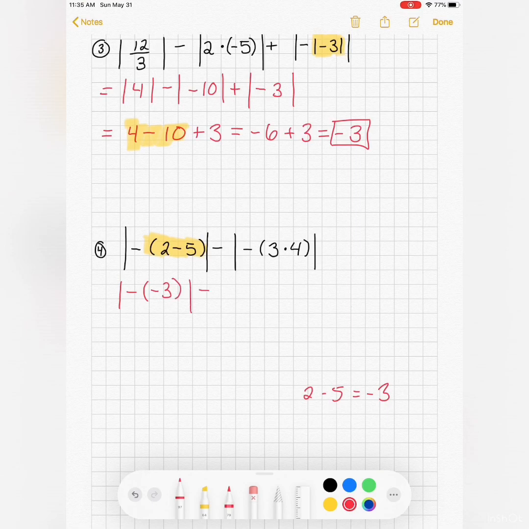Okay, let me see here. Let me again look at the innermost operation. So 3 times 4, 12, yeah? But I have that negative in front. Don't forget the equal sign at each step. That's scratch work there.